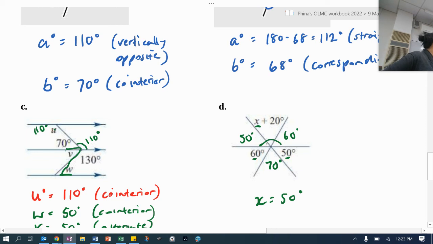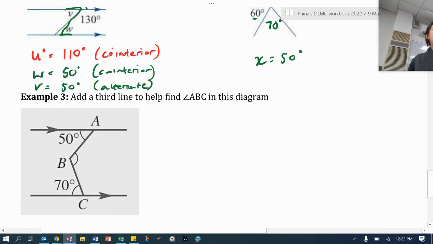And then I did the revolution. Oh, you do revolution. Oh, wow. Went the long way. That's all right. Okay, good. Excellent. Last one. Add a third line to help find A, B, C in this diagram.